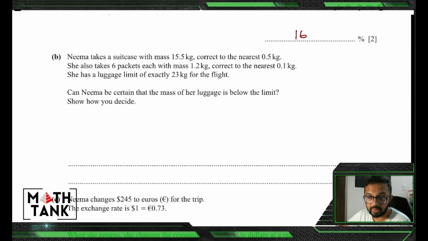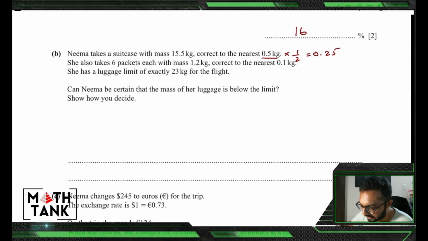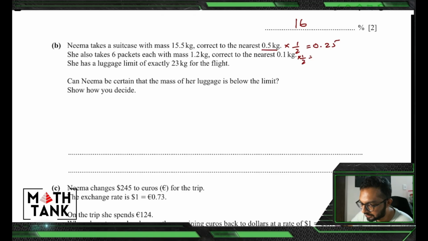Now since this video is not about that, I'm going to try to be as precise as possible and explain it to you, but you should watch the entire video on upper bounds and lower bounds for a better idea of the topic. So what you do is you always take half the degree of accuracy, so you multiply it by half. What do you get? You get 0.25. And she also takes 6 packets with mass 1.2 kg, and if you multiply 0.1 by half, you get 0.05. So you've halved both degrees of accuracy.